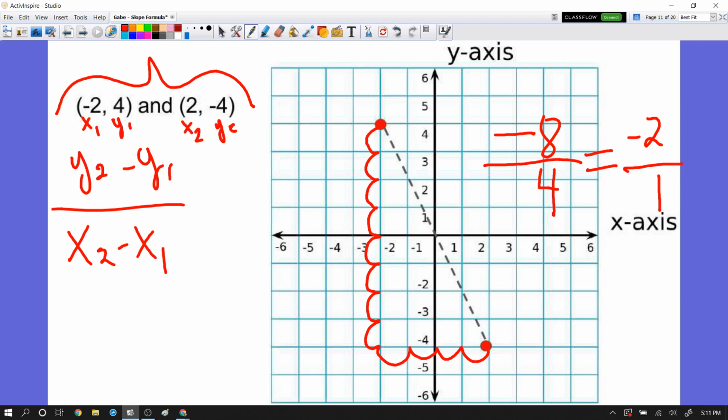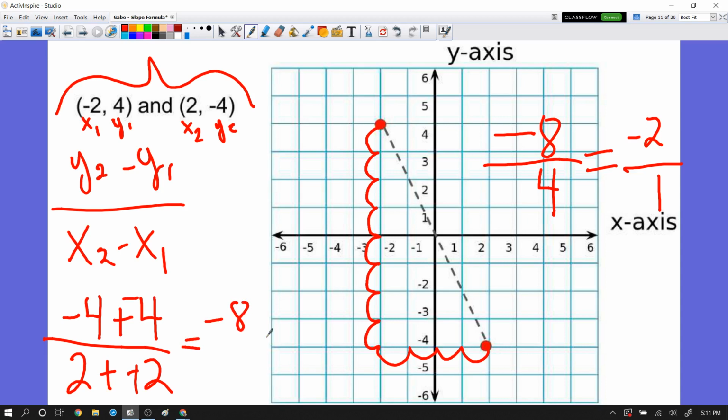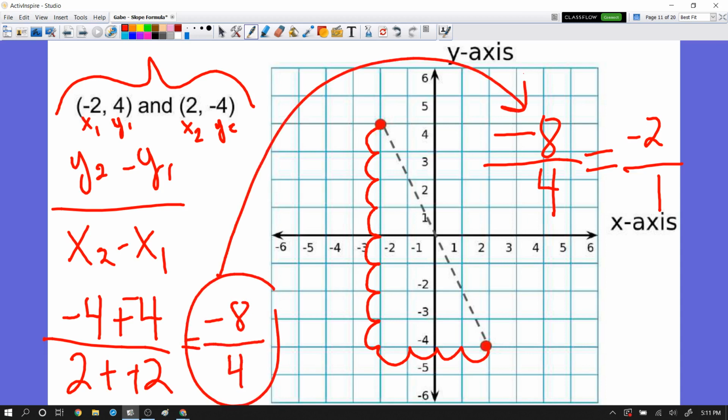All right, so I'm going to sub those in. That's a -4 minus 4. See, I started with my y2 to y1. x2 is 2 minus -2. Okay. -8 over 4. That's the conclusion we need to arrive at. And of course, you simplify that down to negative 2 over 1 or just negative 2.